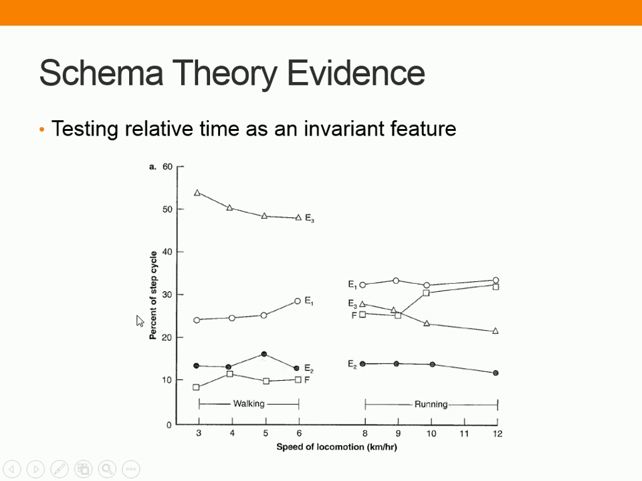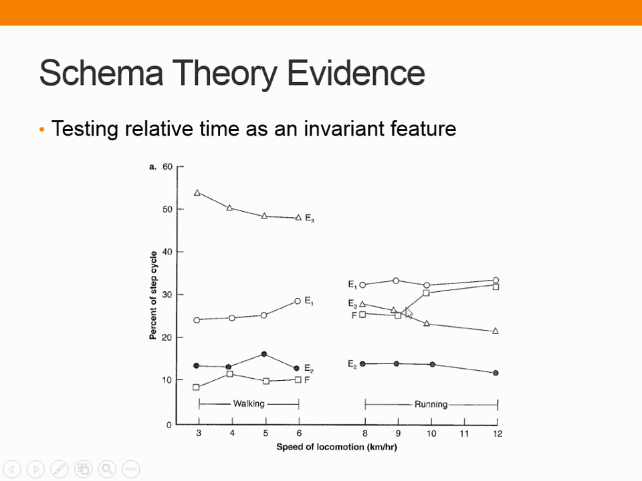And so what we can see across all these 4 different walking conditions, within the walking conditions, I changed my absolute time because we adjusted the speed. We see relatively stable patterns where E3 is going to account for about 50% of our step cycle. E1 is looking at about 25 to 30%. E2 is down here around probably 12 to 16%. And then the F phase, the flexion phase, accounts for right around 10%. So it's a very stable pattern.